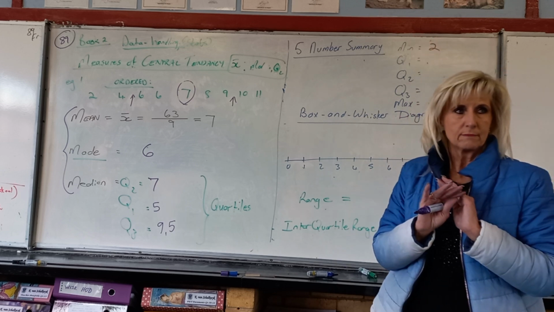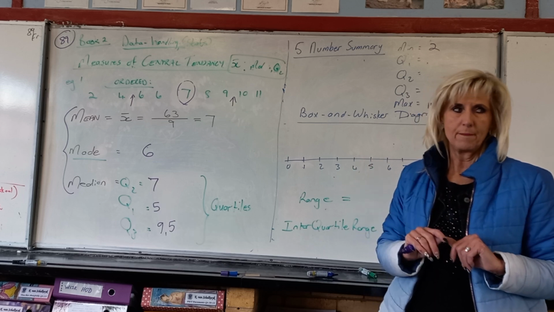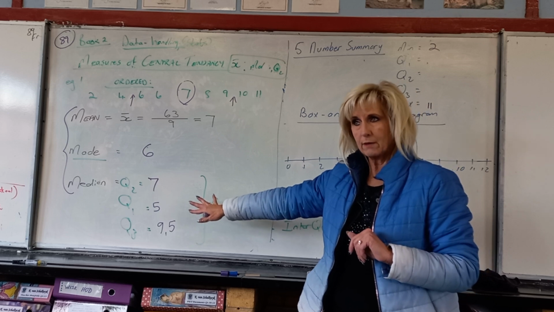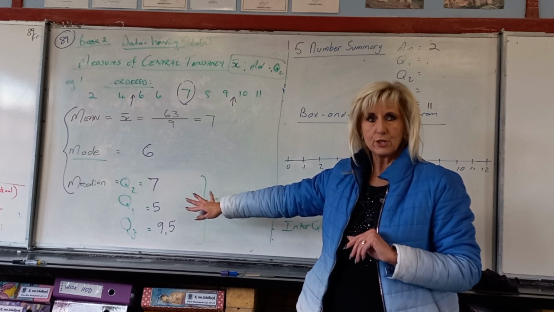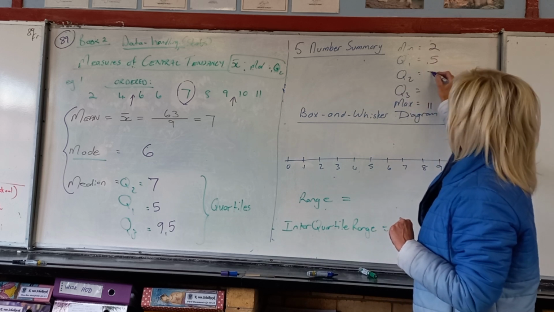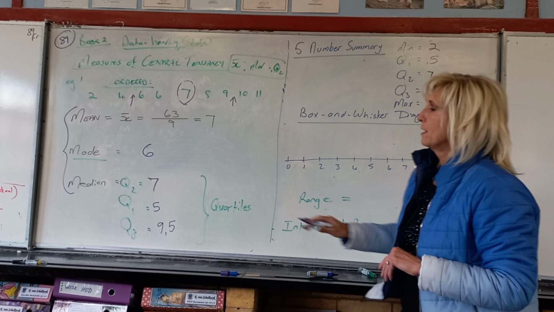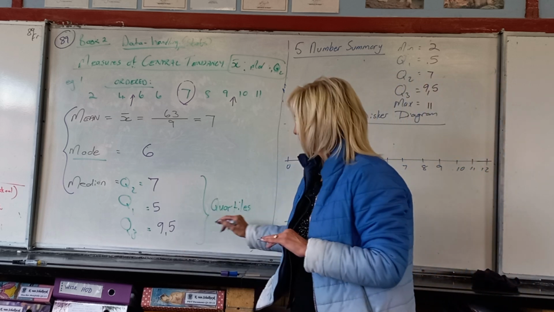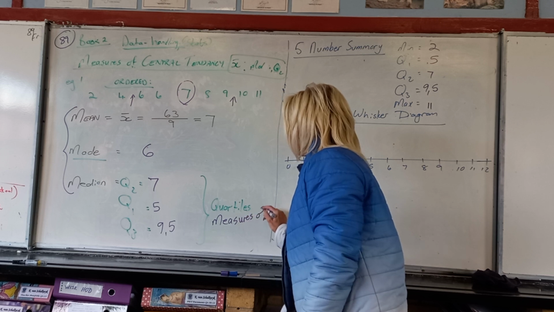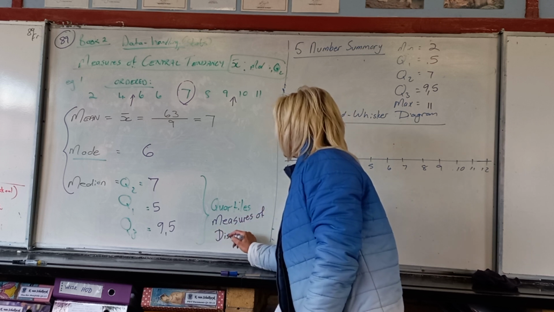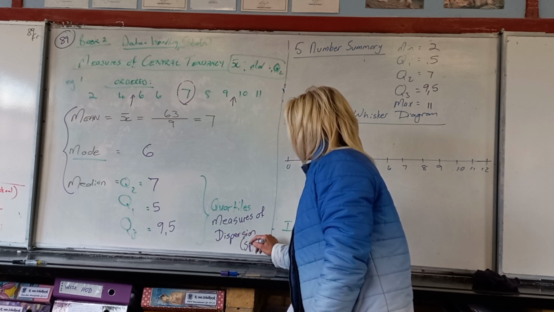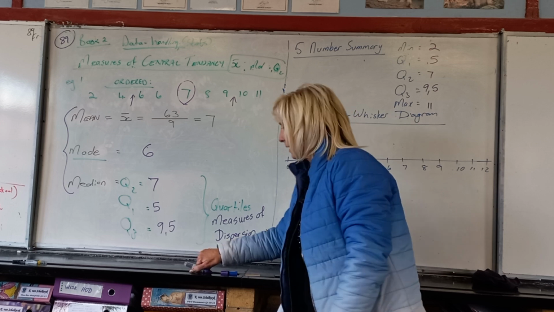Bonus marks, free marks, mahala. It's not impossible to do it. I showed you how to do it without the calculator. It's just easy. They're handing it to you. So they've given you those answers as well as 5, 7, and 9,5. But we call these quartiles your measures of dispersion. And what's the other word for dispersion? Spread. Dispersion or spread.